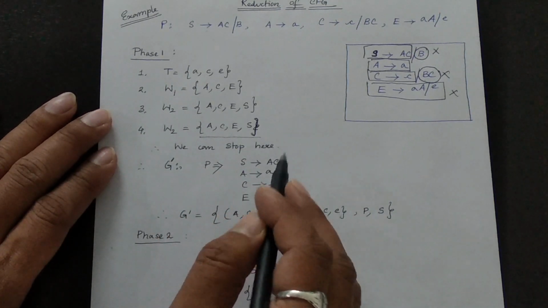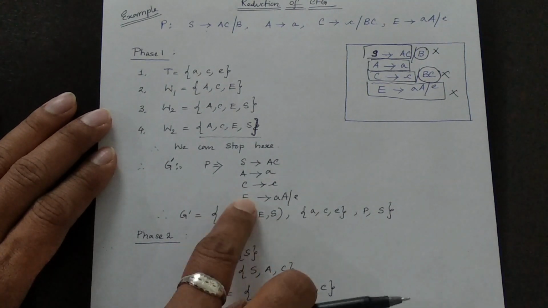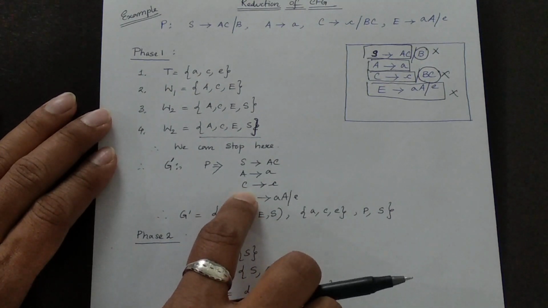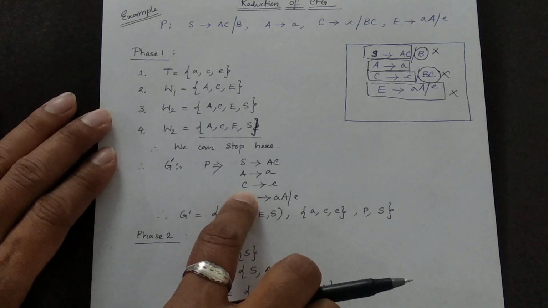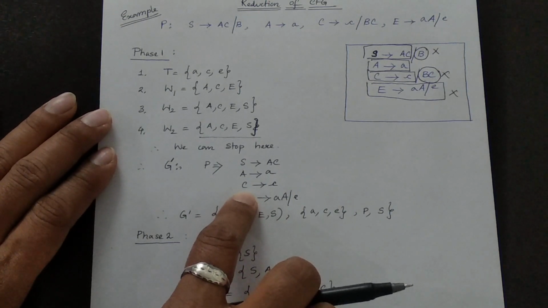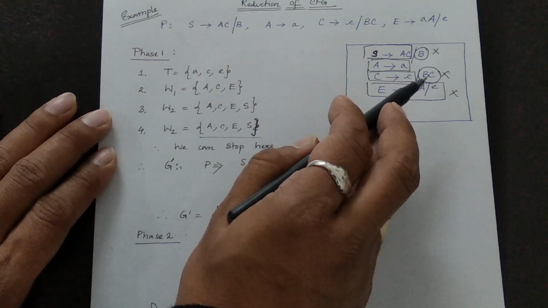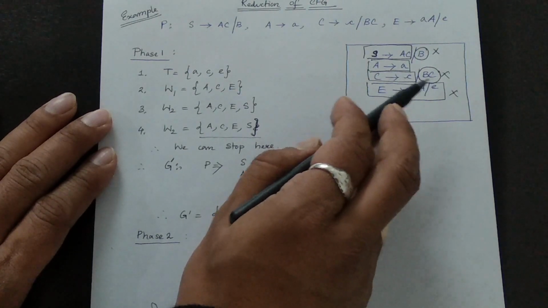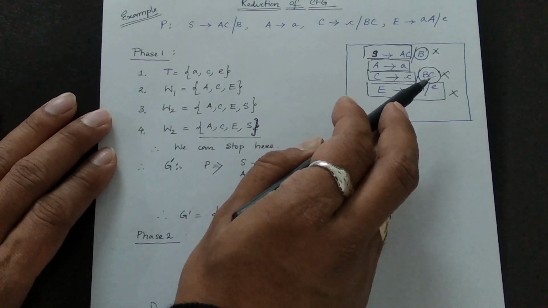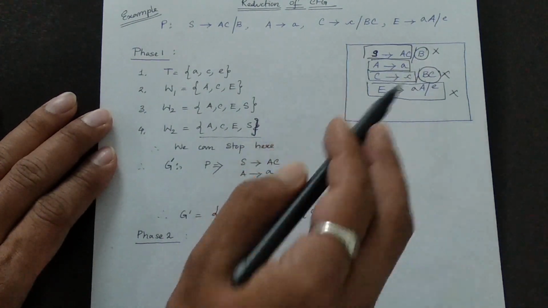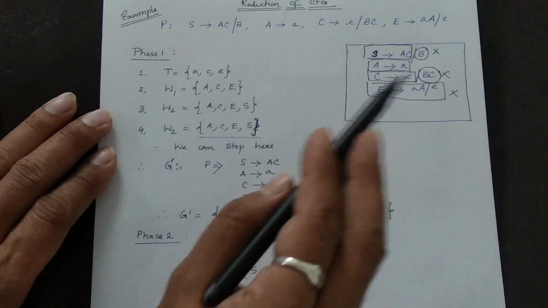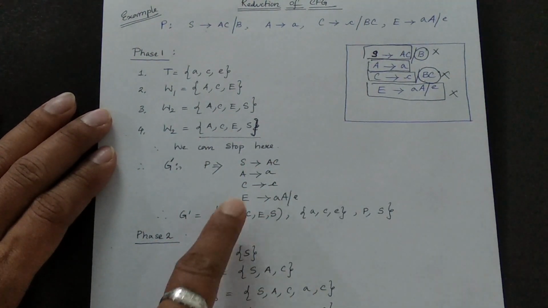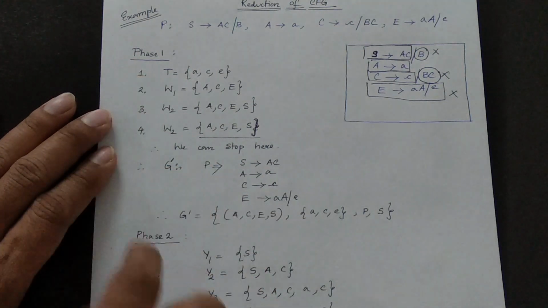So B will be automatically eliminated. And whichever has a production which is a combination of B with B, that will also be removed. That is, this has a production with a combination of B, so this production will automatically be removed in the first phase. And B was not there in the set, so automatically it will be removed. Clear? So this is the final production that I have got in phase number 1.